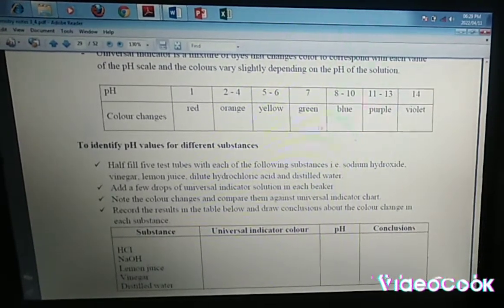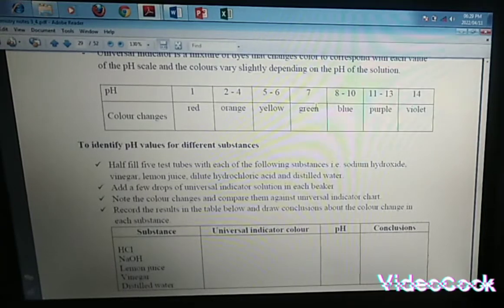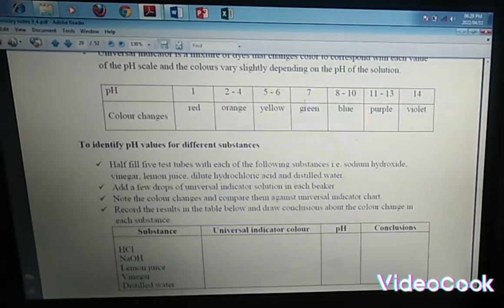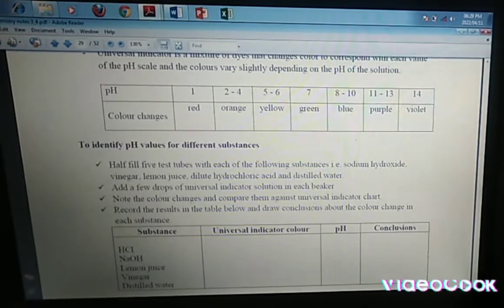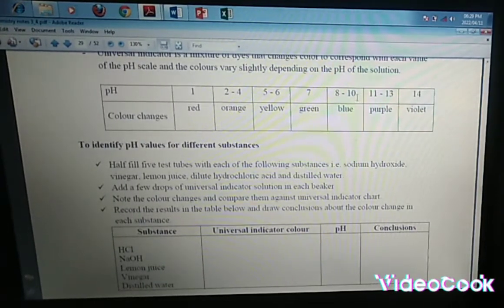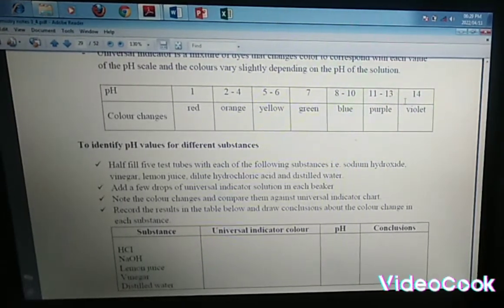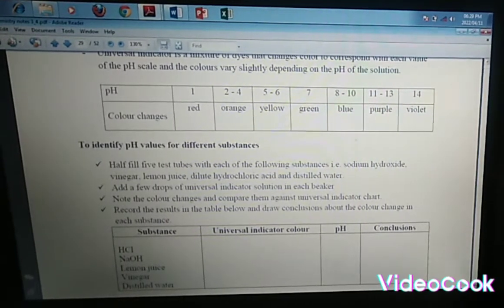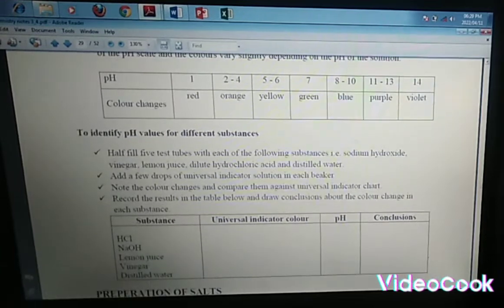But when we look at the bases now, before we move to the bases, neutral is green. When we see it being blue, it's a weak base, which is from 8 to 10. And when you see it purple, it's a little bit strong base, 11 to 13. And when it's violet, that's a very, very strong base, right? It's a very, very strong base.